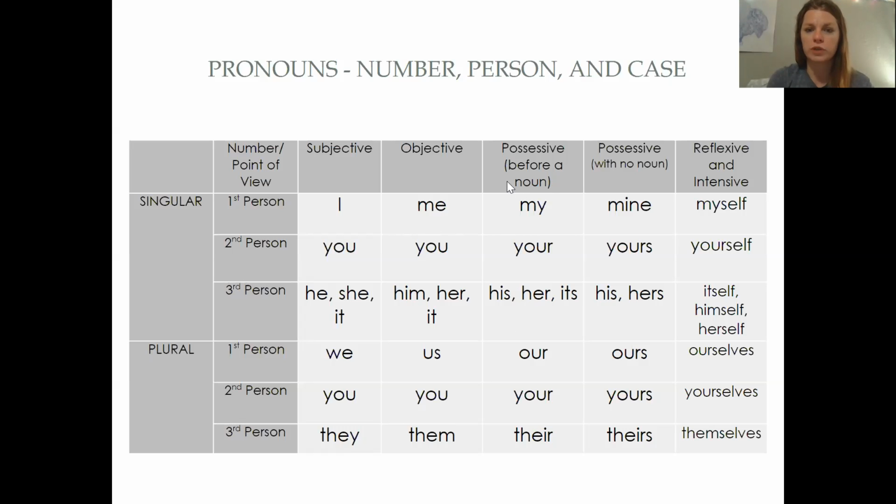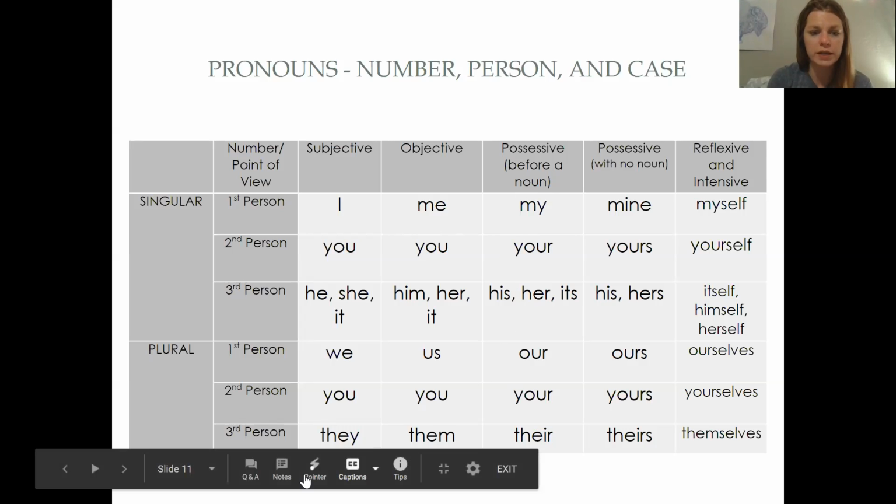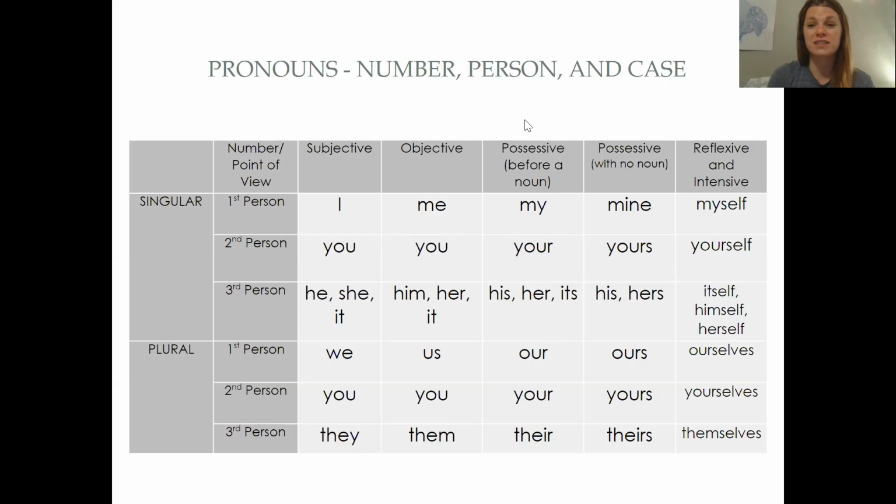Now this column is what's important right here. Put a star here, because those are your adjectives. They come before a noun, like his book, her book, your pencil, our table. This possessive is showing ownership, but they're always pronouns. The book was mine. And then finally, these reflexive and intensive, they just refer back to our self, which is why we see the word self in all of them.